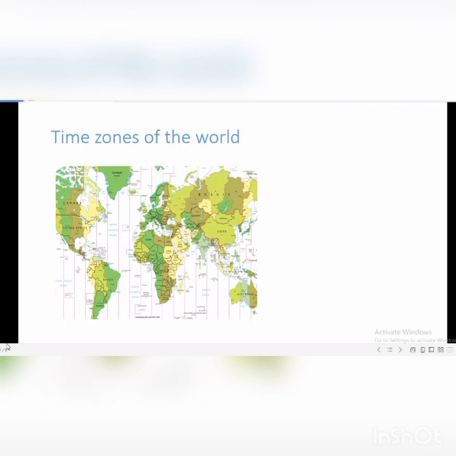The rate of difference can be calculated as follows. The earth rotates 360 degrees in about 24 hours, which means it rotates 15 degrees in 1 hour. 1 degree takes 4 minutes.